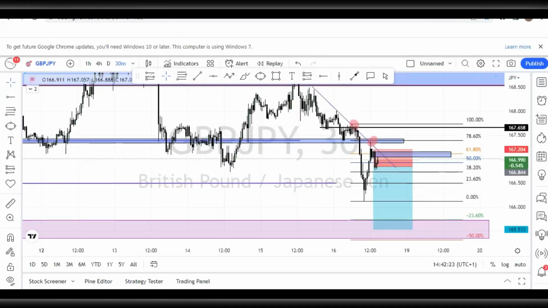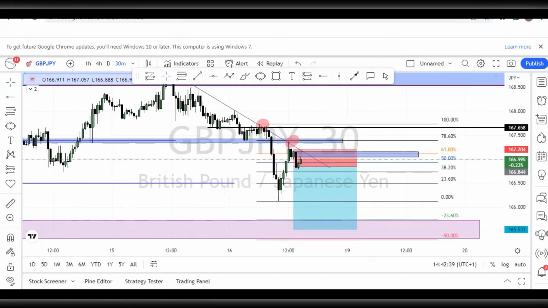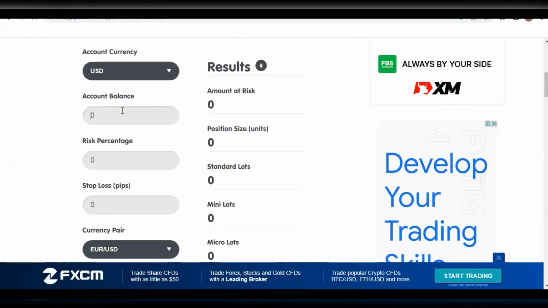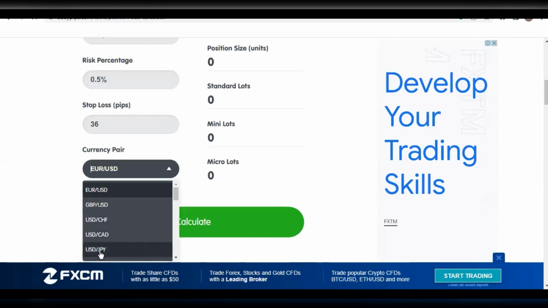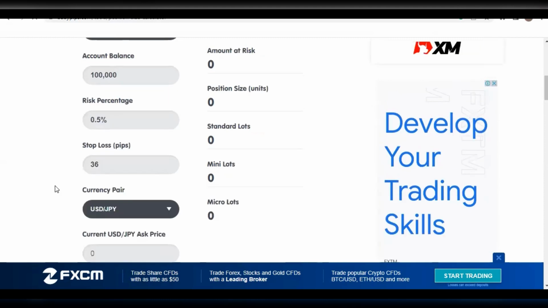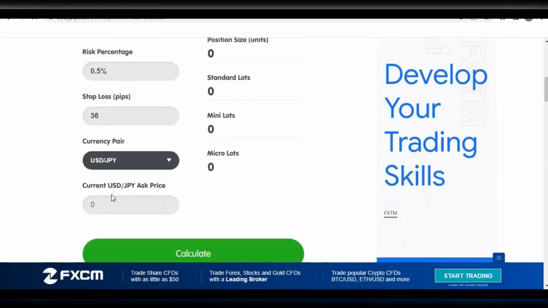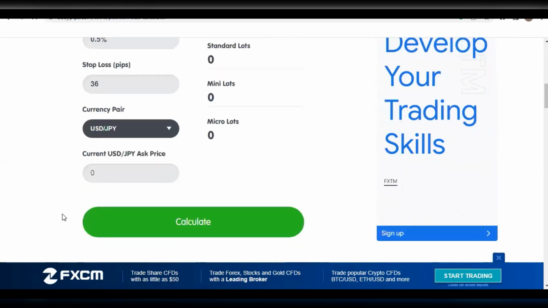The purpose of me sharing this knowledge is so that we can all learn and we can all make money together. Now, account currency is USD, account balance $100,000, and let's say we want to risk 0.5%. Let's say our stop loss is 36 pips. The currency we are trading is GBPJPY, and it's not there, so I can choose USD because they have the same pip calculation. Let's leave the price and just click calculate.